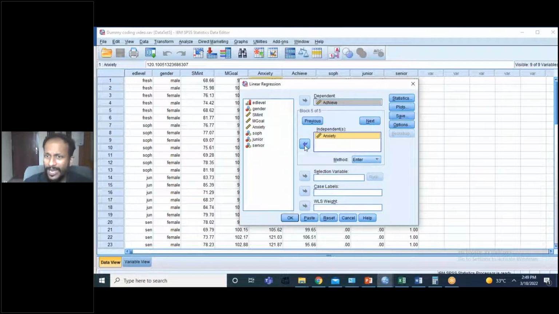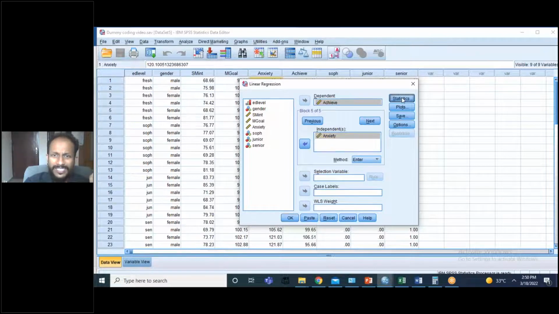Rather, what I have done, I have added in block one, gender. Then I will study the impact. Then I have added subject matter and goal, that is S mint and M goal, in the second block. And the third one, I have added the anxiety, right?